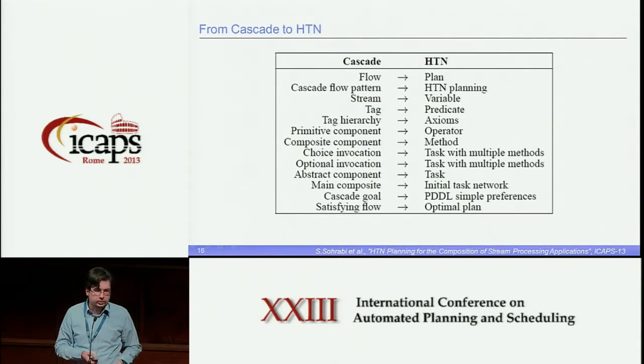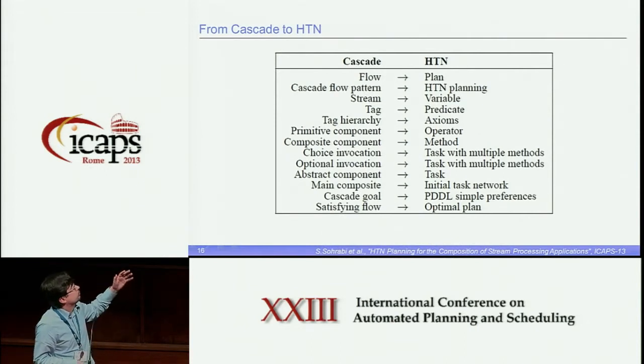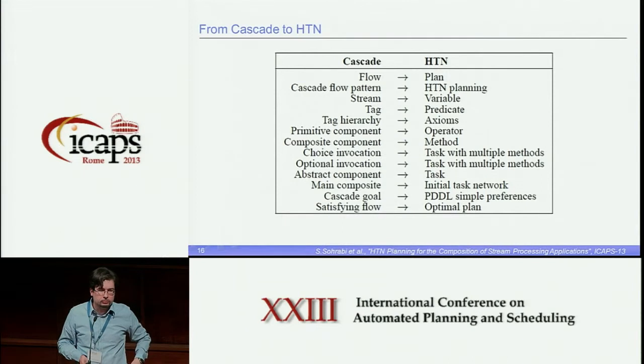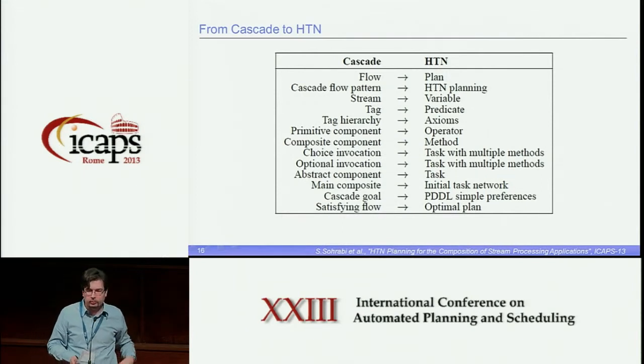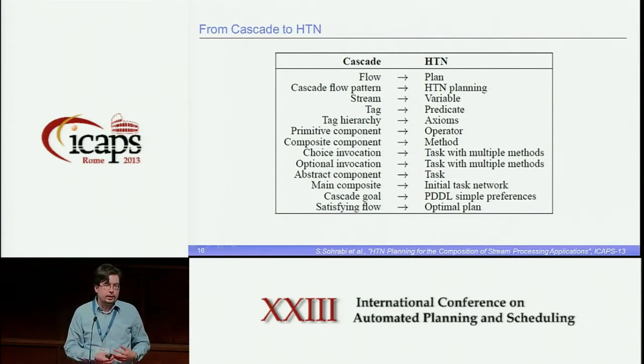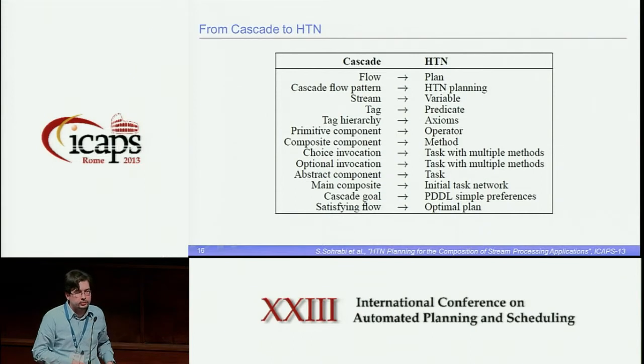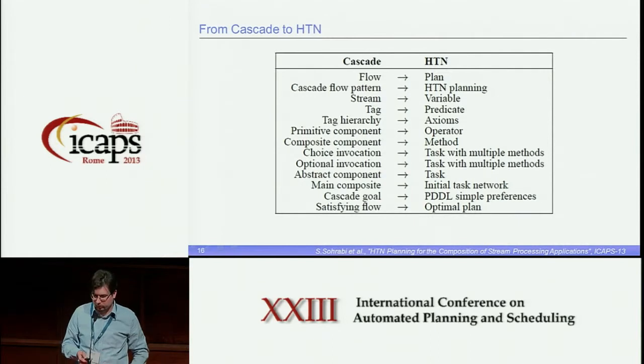So what does this translation from Cascade to HTN involve? I will just give you a high-level view. It's pretty easy to see how you can map tags to predicates, composites to methods, abstract components to tasks, and so on. One maybe not trivial thing here is that we have an HTN planner with preferences. So we've modeled the goals that we had in the Cascade problem as preferences for the HTN problem. And we can also show that any satisfying flow in Cascade corresponds to an optimal plan in the HTN problem.